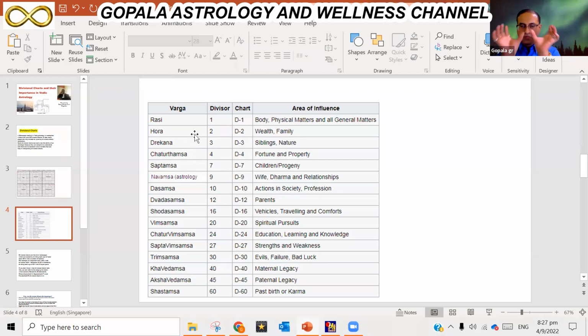See, for example, we all know from our basic fundamental definition, every Rashi is going to have 0 to 30 degrees. So when I divide it into half for each of the 12 zodiac signs, you will get 24 subdivisions. And that is what is going to lead you into the Hora chart. In the same way, when I take a Rashi and split it into 3 portions, that means 30 divided by 3, every 10 degrees is called Drekana.